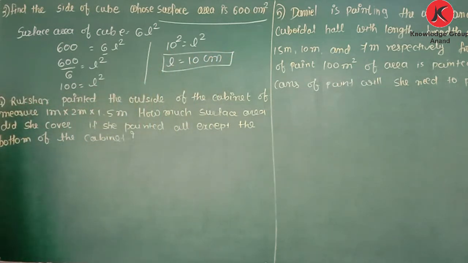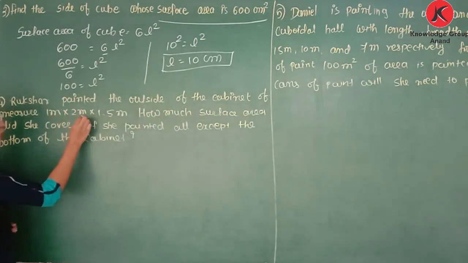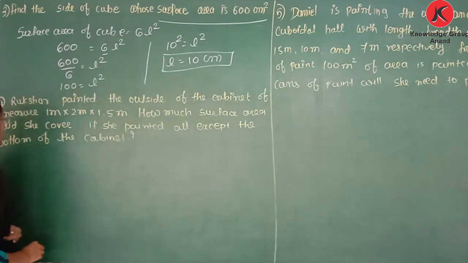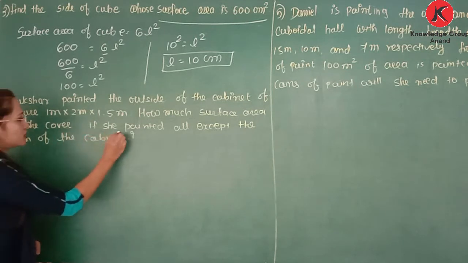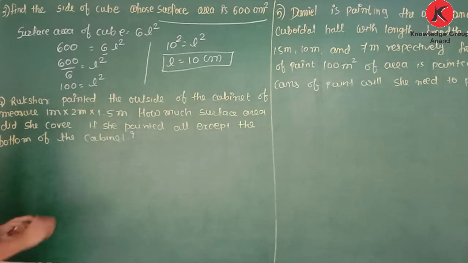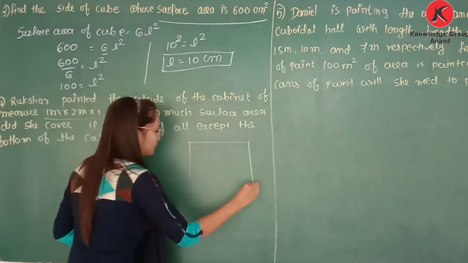Clear? Now next one. Ruxar painted the outside of a cabinet with measure 1 meter, 2 meter and 1.5 meter. How much surface area did she cover if she paints all except the bottom of the cabinet? Now what is the shape of this cabinet? 3 measurements are given. It means it is a cuboid.